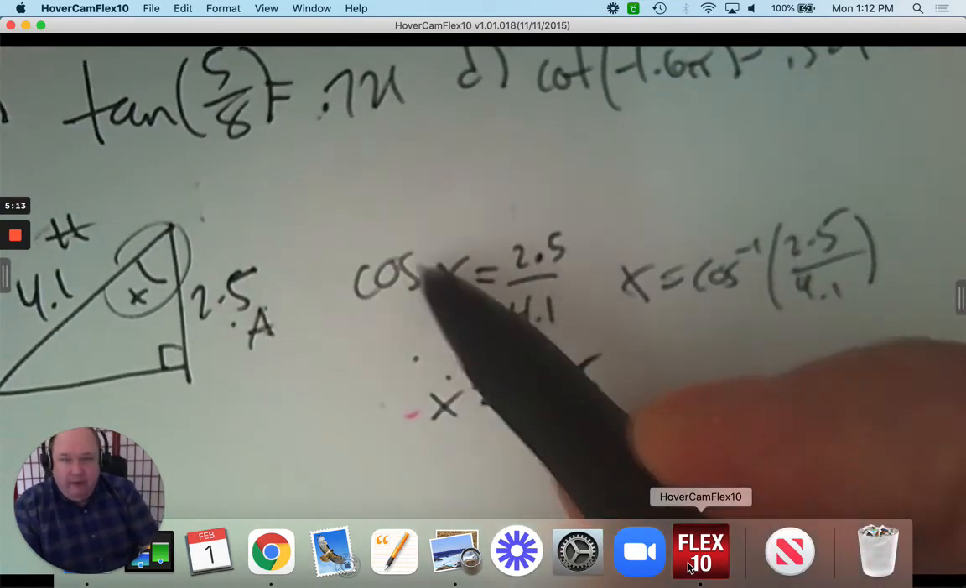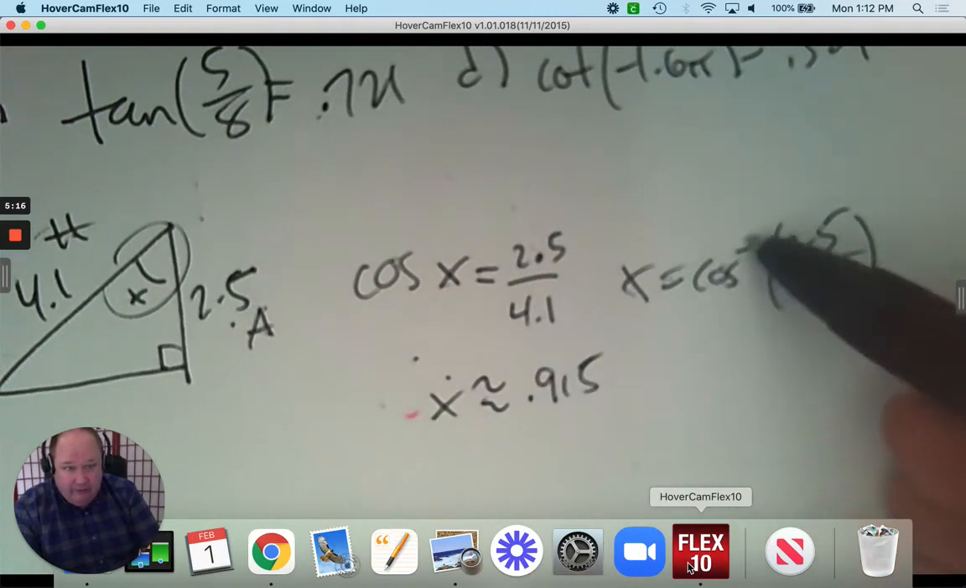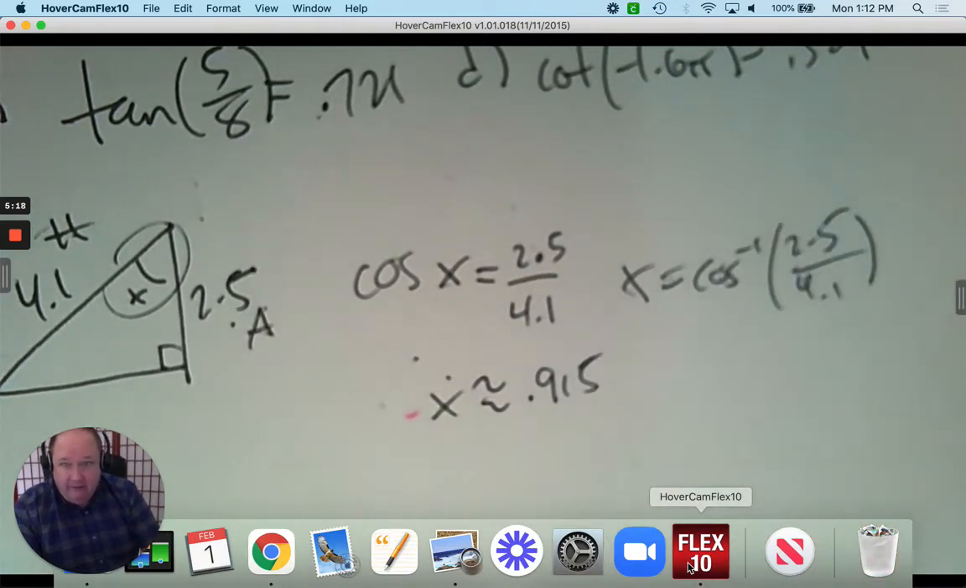So to get x by itself, we do the inverse. The symbol for inverse is that little -1, and that's a button on our calculator, the inverse button.